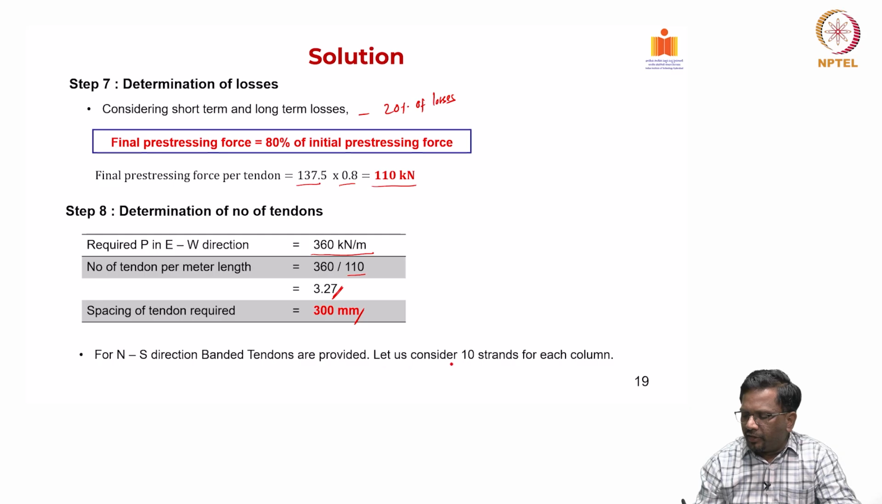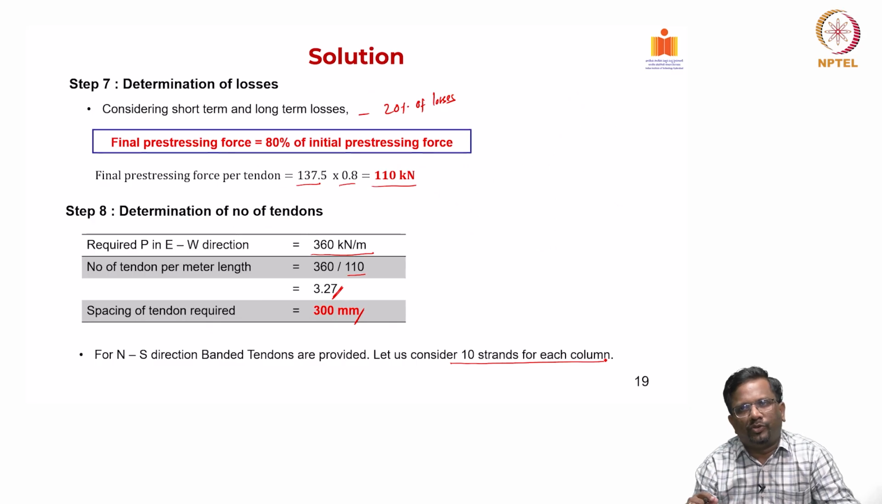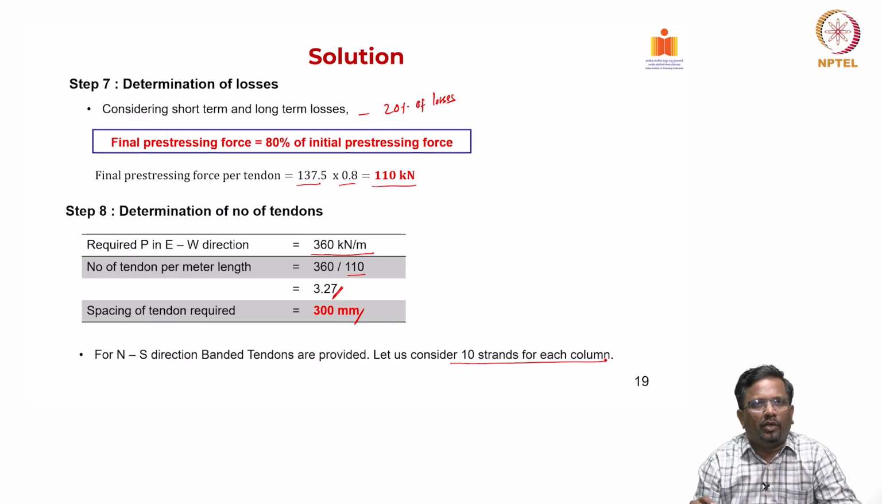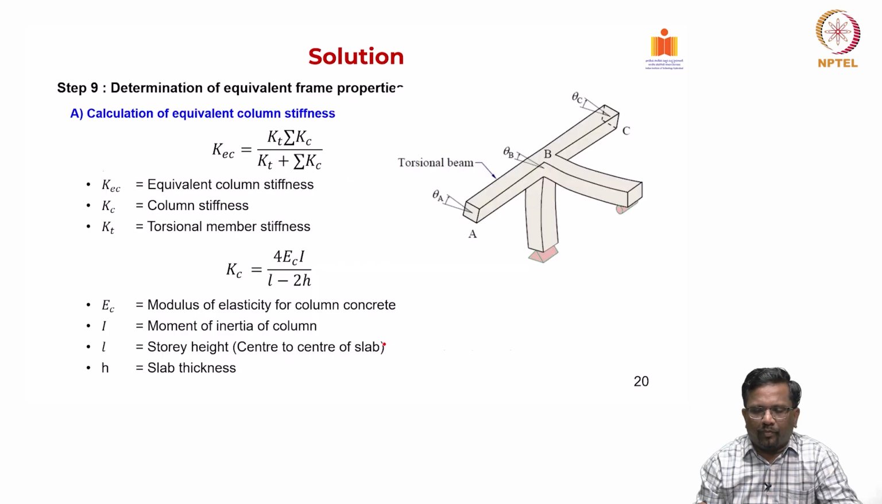Now, let us say that each location will have 10 strands. Let us see how we get that. From the north-south direction, we can find the force that is required, and at that force you can find that it is basically 10 strands for each column. This again can be calculated from the prestressing force; we have already done that calculation. So, based on that we can find out how many strands are required.